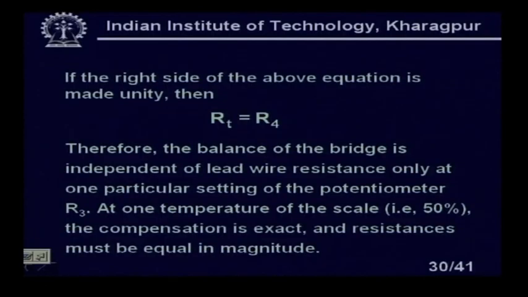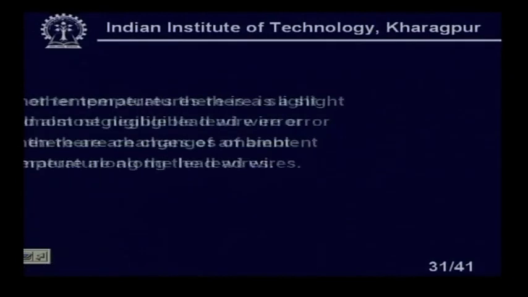So, whatever the temperature variation of the lead wires, we should not bother about, it is not coming into the bridge. But at any other position of our jockey, our slide wire or our potentiometer wiper, any position other than 50%, there will be error, right. Therefore, the balance of the bridge is independent of the lead wire resistance only at one particular setting of the potentiometer R3. At one temperature of the scale, that is 50%, the compensation is exact and the resistances must be equal in magnitude.